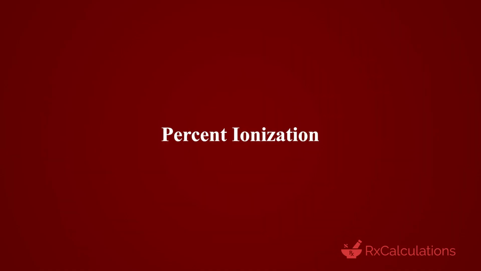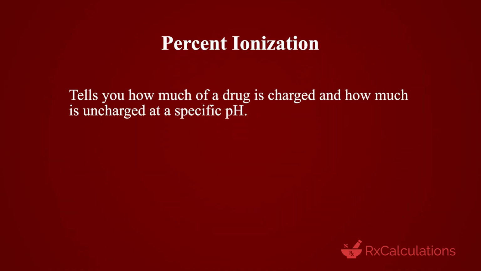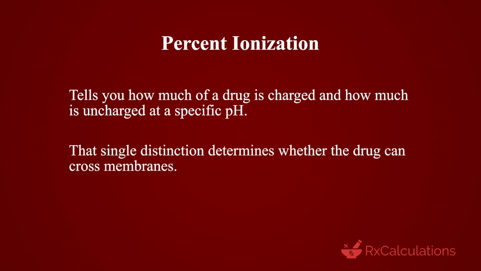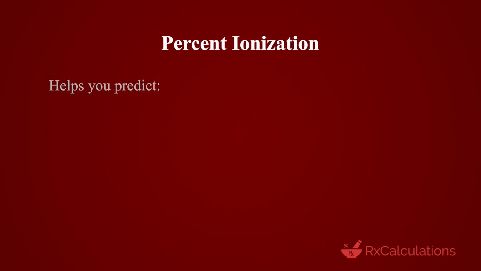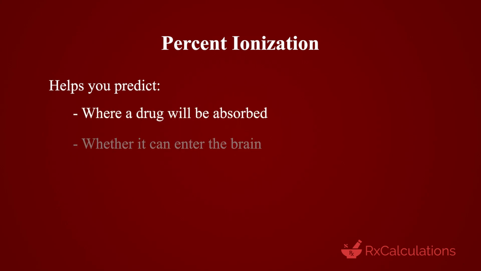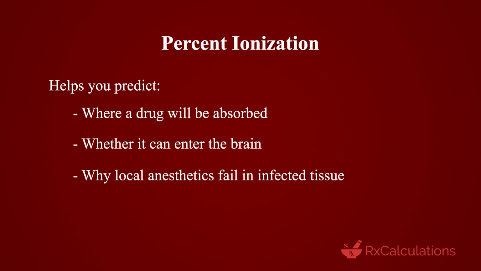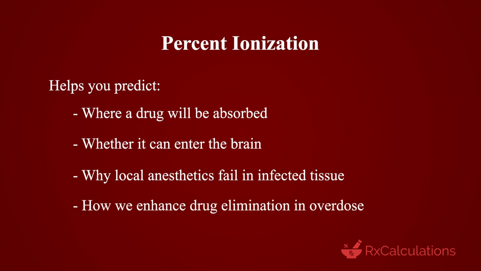The percent of drug ionization tells you how much of a drug is charged and how much is uncharged at a specific pH. And that single distinction determines whether the drug can cross membranes. Only the unionized form of drugs moves easily through lipid membranes. So once you calculate the percent of drug ionization, it helps you predict where a drug will be absorbed, whether it can enter the brain, why local anesthetics fail in infected tissues, and how we enhance drug elimination in overdose.